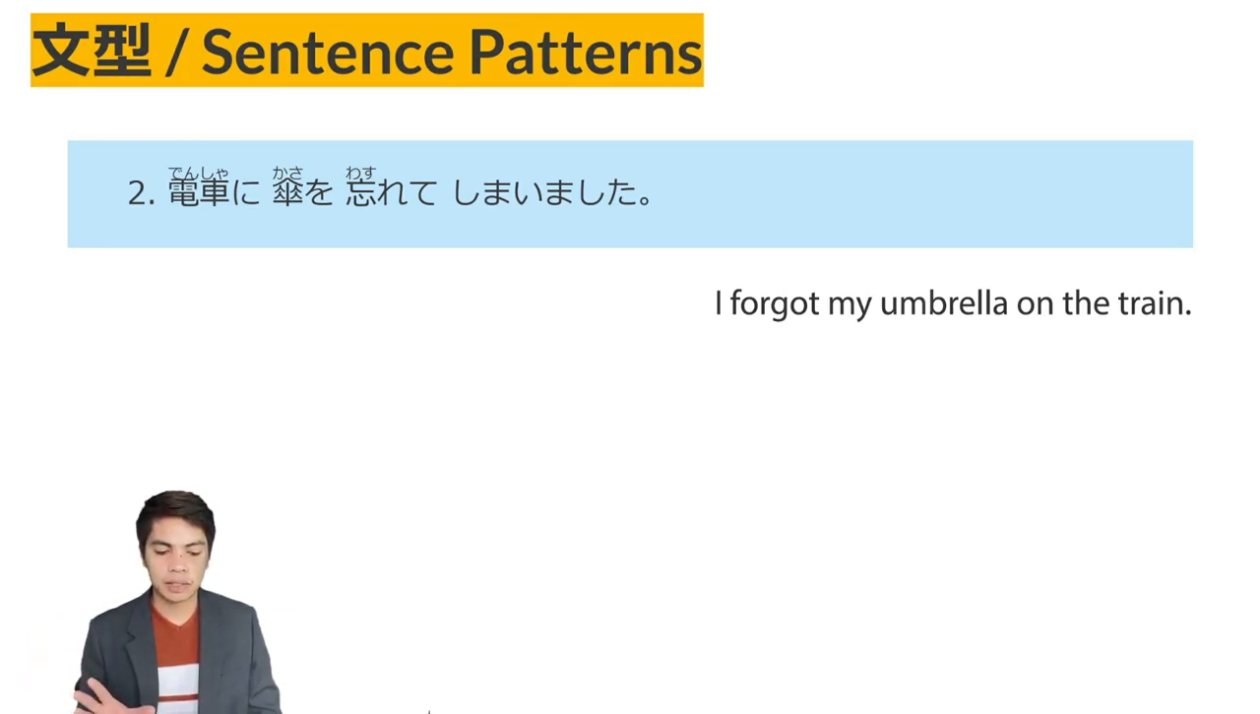Now, if we use te shimaimashita, it expresses your feeling of regret or inconvenience, just like in this example, wasurete shimaimashita. I forgot my umbrella inside the train. So you will feel disappointed, or you will feel inconvenience. To express a negative feeling: wasurete shimaimashita. Oh no, I forgot my umbrella inside the train. And now let's proceed to the example sentences.